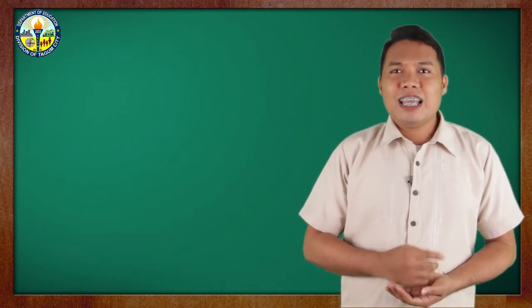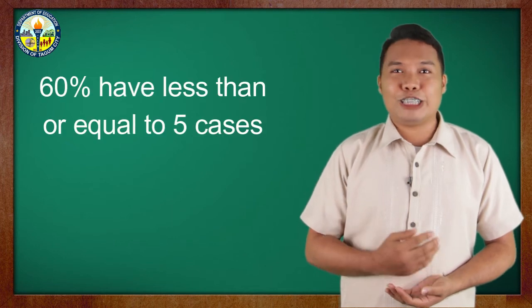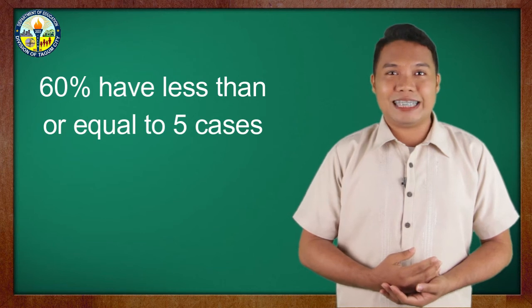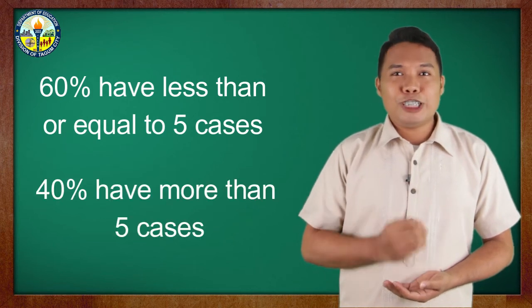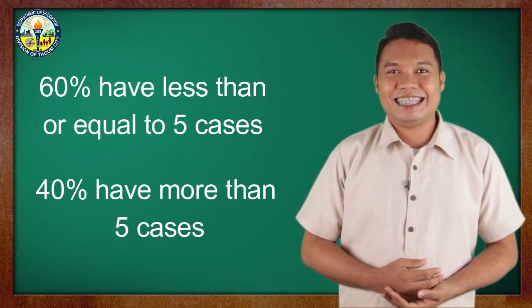Step 6. Interpret the result. 60% of the 23 barangays have less than or equal to 5 confirmed cases, and otherwise 40% of them have more than 5 confirmed cases.